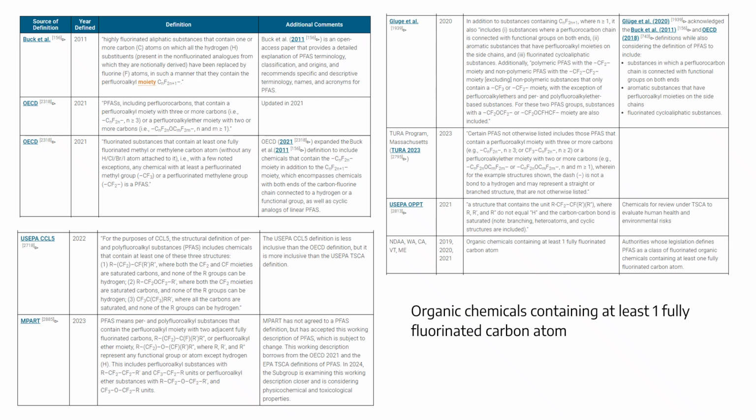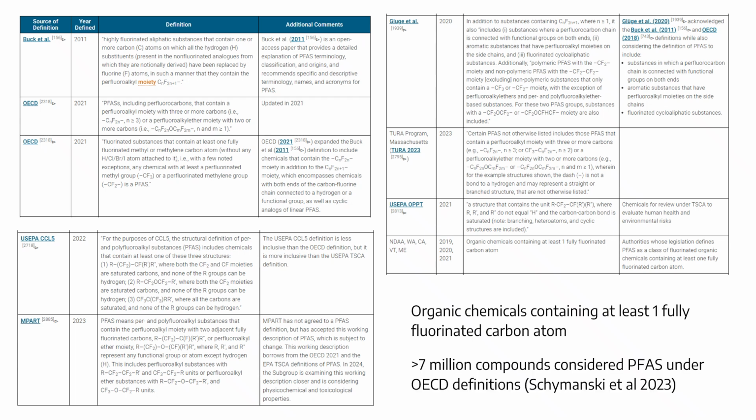There is a new operational definition coming from the OECD that is being discussed in the scientific community because it expands PFAS a lot. It is estimated that over 7 million compounds are considered PFAS under this definition.